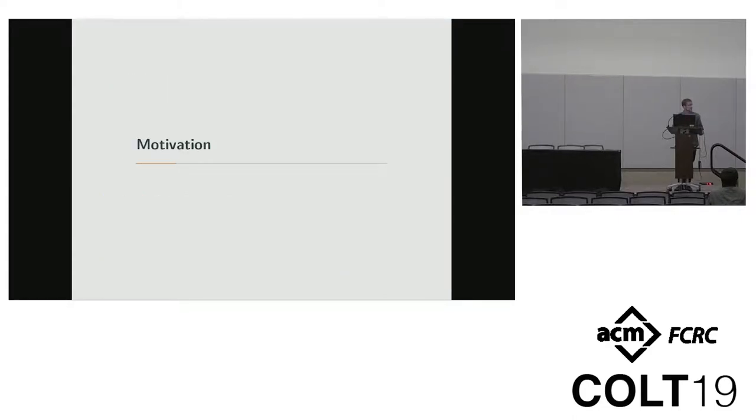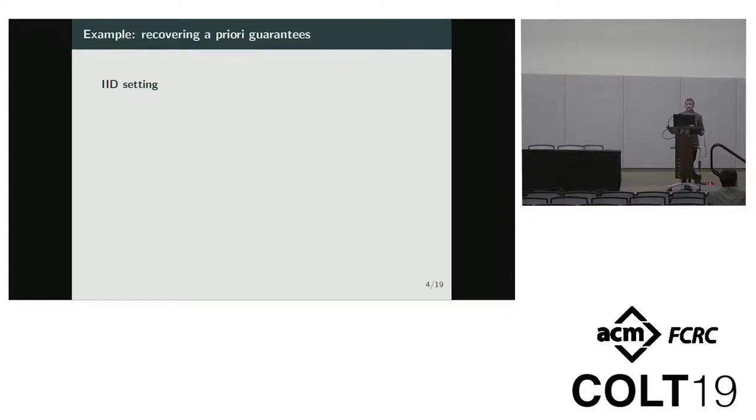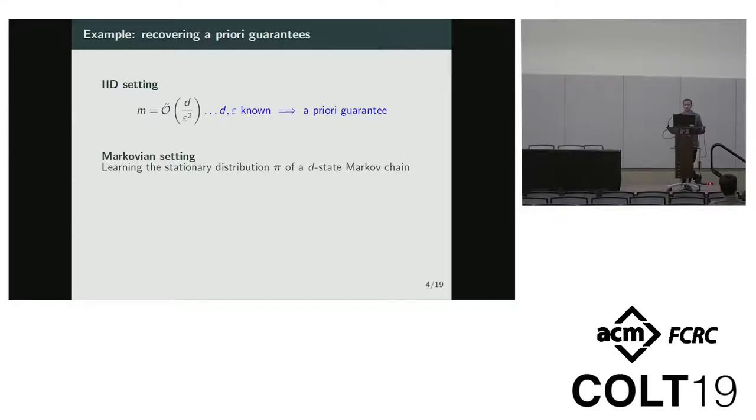Why would we want to do such a thing? I'll give you the example that was raised a few times during the talks of distribution learning, for example, where you assume that you have a D-support distribution, you want to learn it. You know that your a priori guarantees of your learning will depend on the support linearly and the precision. And both of these things are usually assumed to be known.